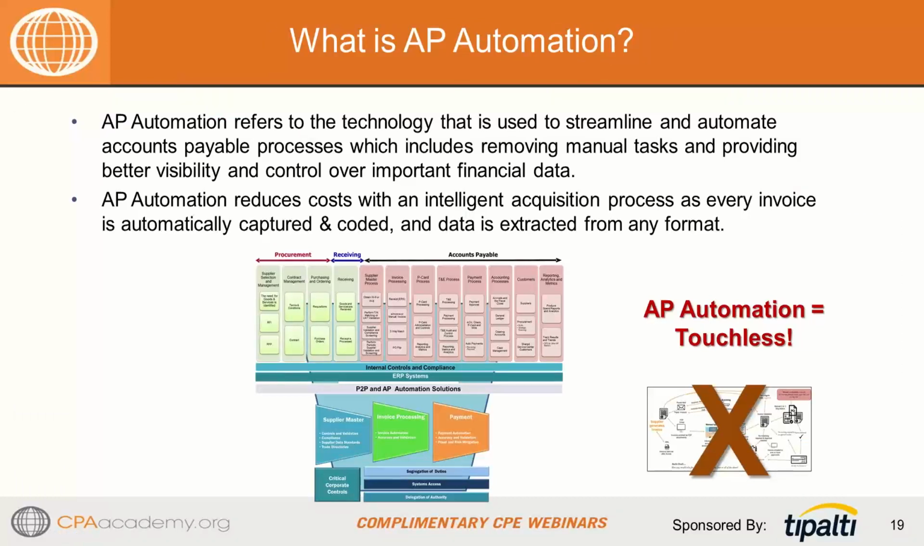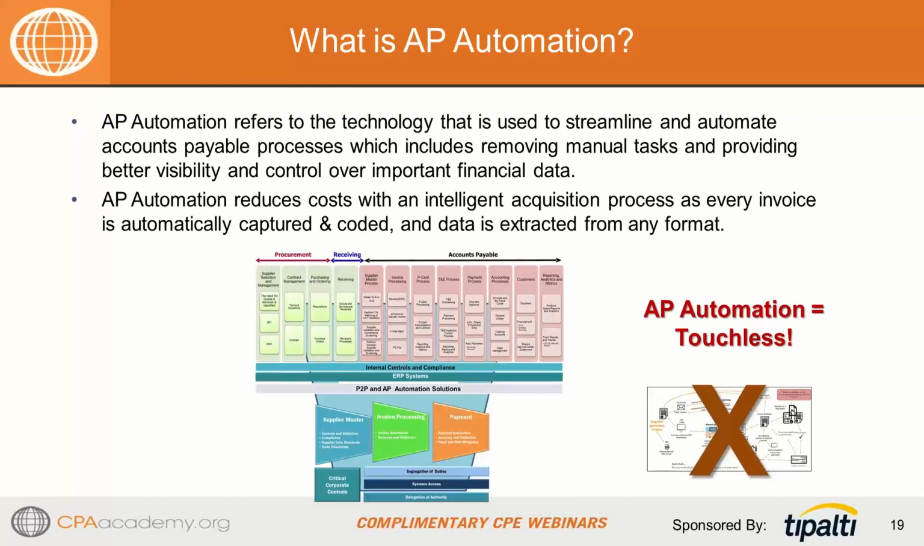All right, we talked about defining AP automation and how some organizations and some professionals, some accountants, don't really have a consistent definition of what AP automation is all about. It's really the technology that is used to streamline and automate AP processes, which includes removing manual tasks and providing better visibility and control over important financial data, again, in a timely manner.